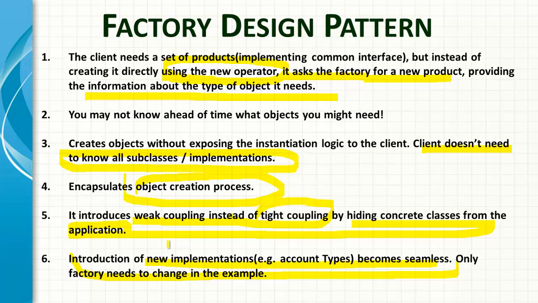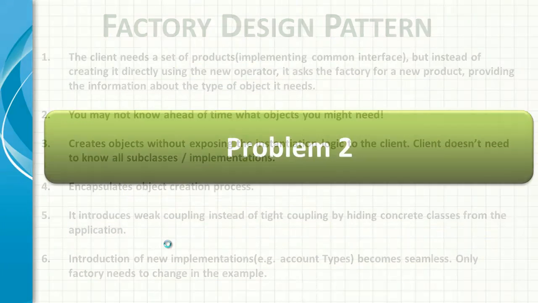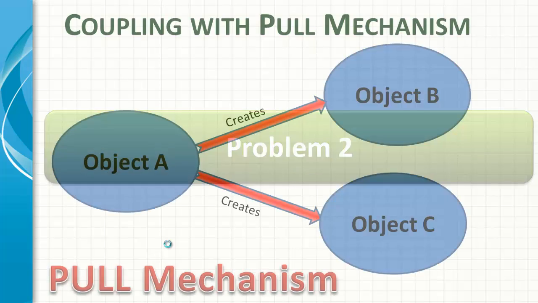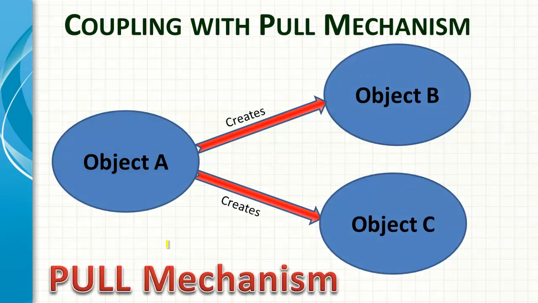So you clearly understand what problem we are trying to fix. We have not come to IOC yet. These are pure Java design aspects. So we are trying to reduce tight coupling. We still have some problem. Even if you do program by interface and if you do factory design pattern, we still have a problem. What is the problem? We have loose coupling and we have a pull mechanism.